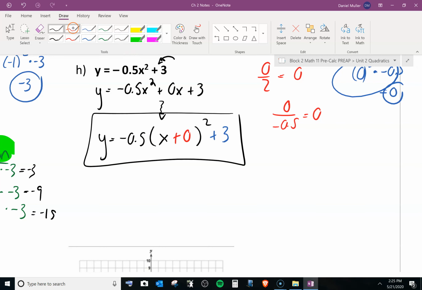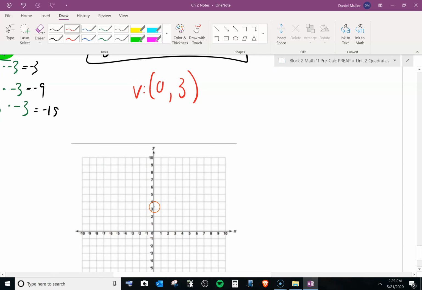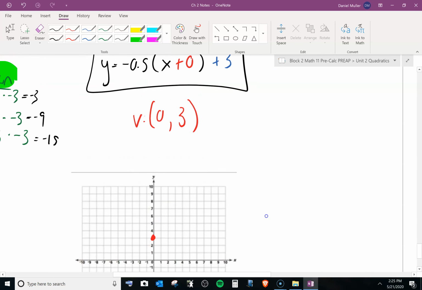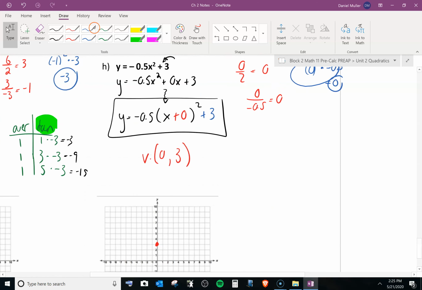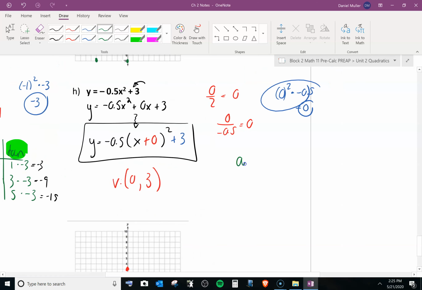Anyways, we're going to have a vertex. Vertex has changed the symbol on the inside. Well, I could put negative 0, but it's still 0. Leave it on the outside. So 0, 3. So go over 0, up 3. And then I need to go over and down. And I know it's down because there's a negative 0.5. It's a negative. So 1, 1, 1, 1, 3, 5.